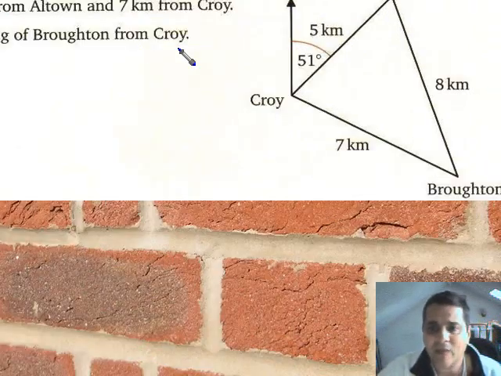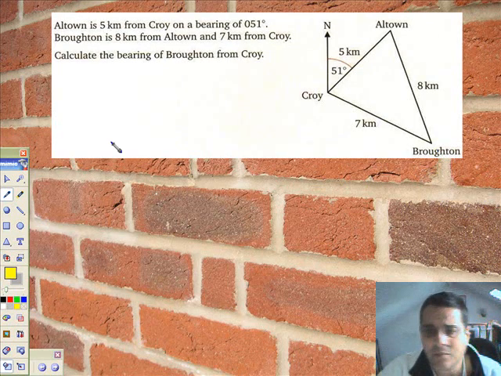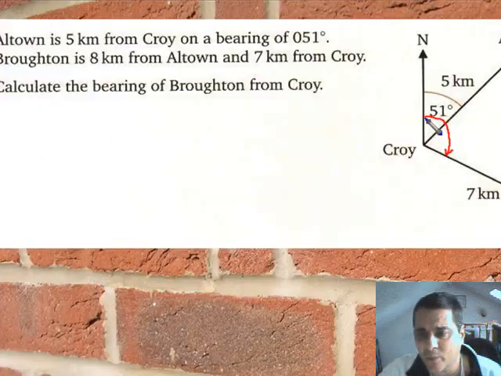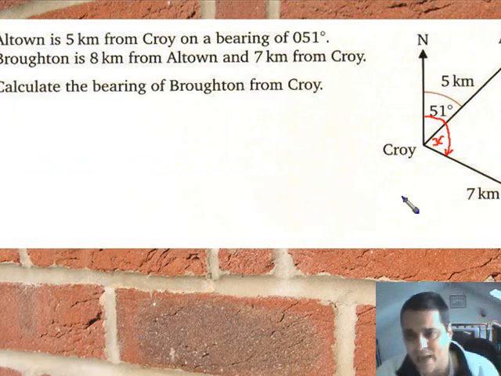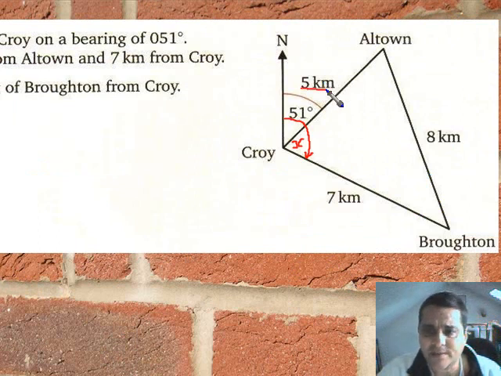Now, calculate the bearing of B from C, okay? B from C. Essentially, we want all this. But before we can work out all this, we need to know this angle right here. Now, I've called it X because we want to work out an angle. I've got 3 sides: 5, 8, 7.